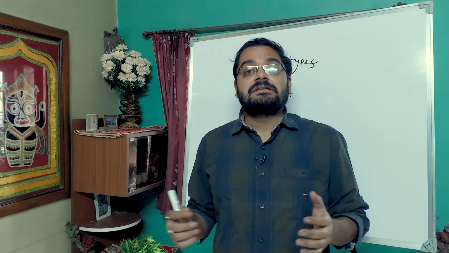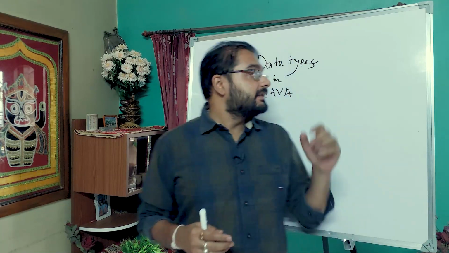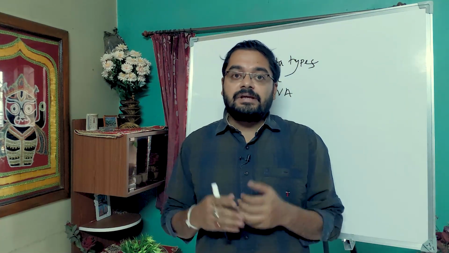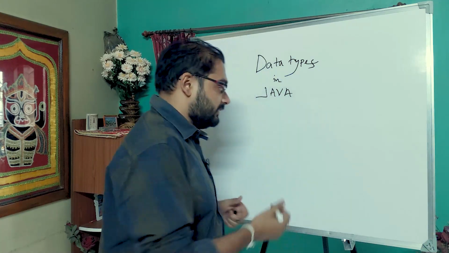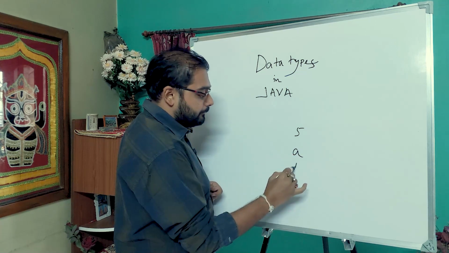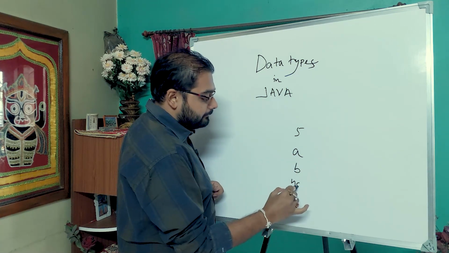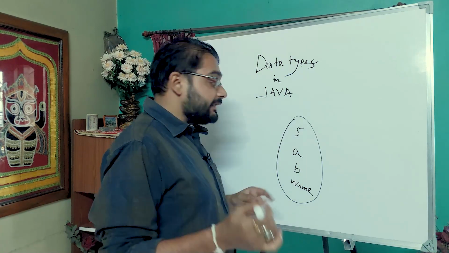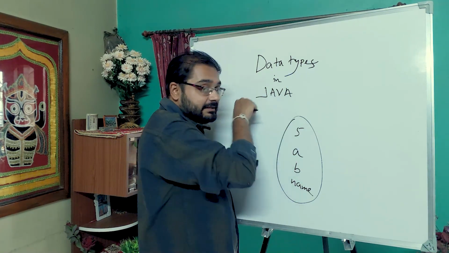Today I will discuss another topic, that is data types in Java. What is data? Data is information about something. Data means information. This is data. This is data. B, name. These are all data. Types mean these data types.